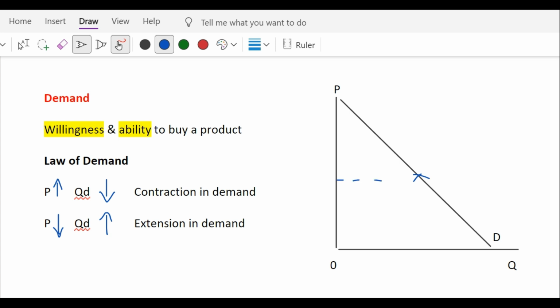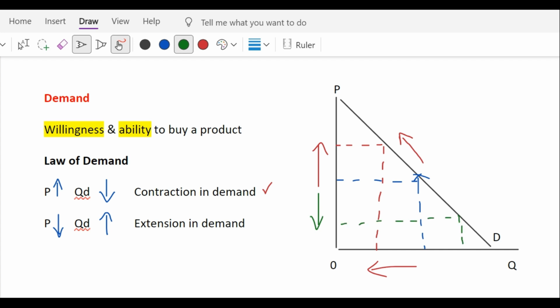Now let's say the price was originally here. Then this was the price, this was the quantity. If the price increased to this level, there was a decrease in quantity demand. That situation, the fall in quantity demanded, is contraction in demand. But what if price decreases? Then quantity demand increases. This movement is extension in demand.